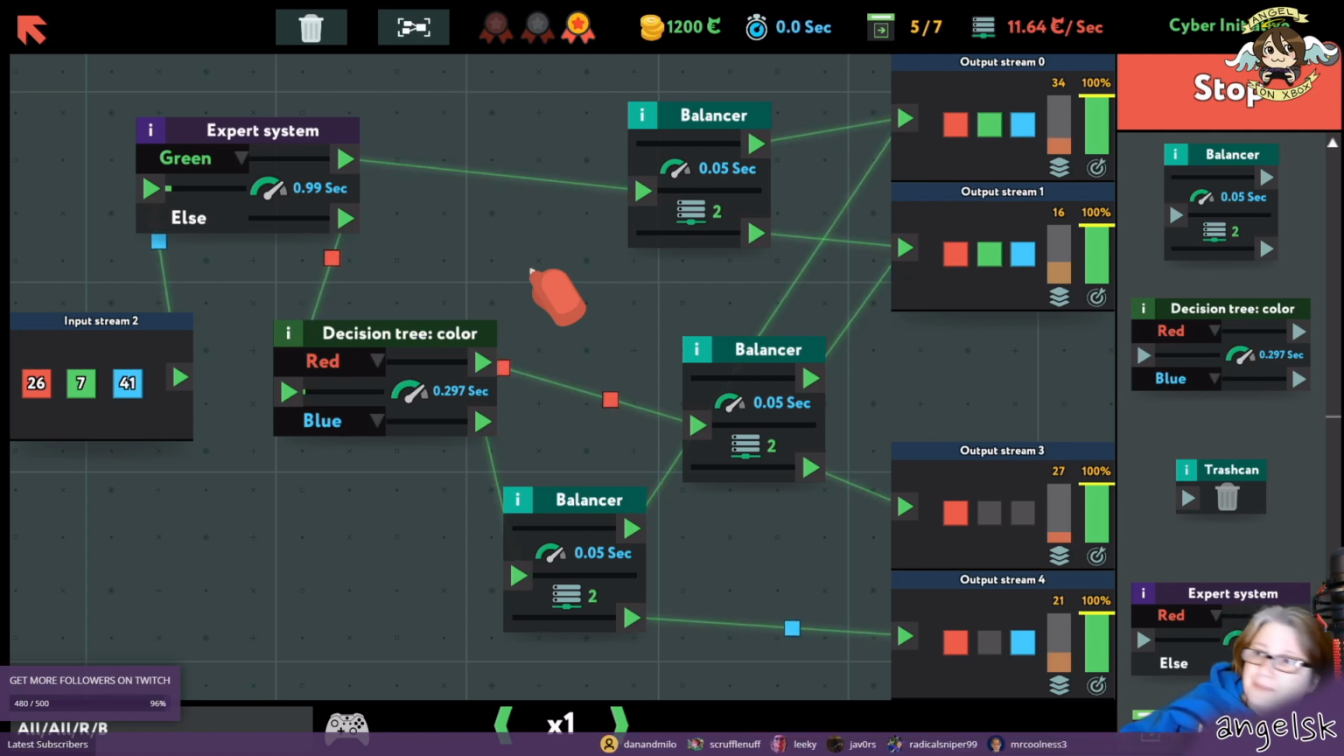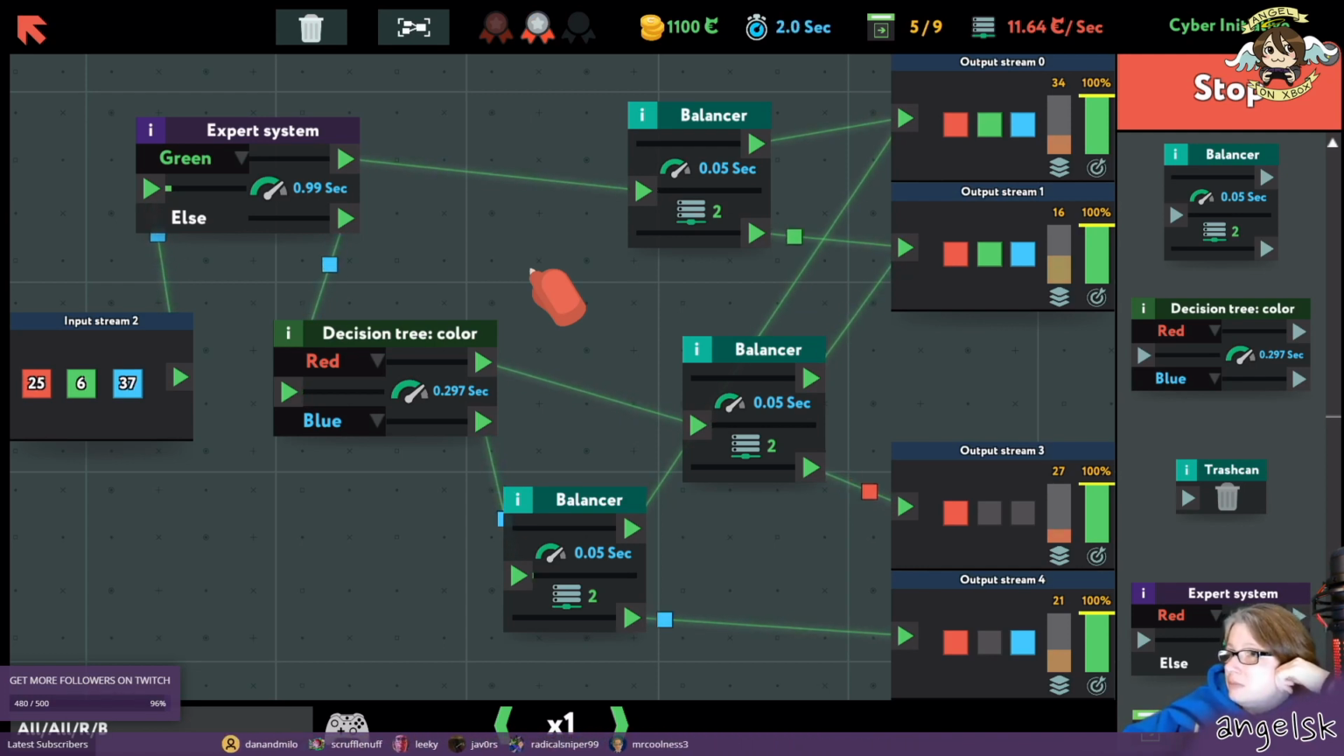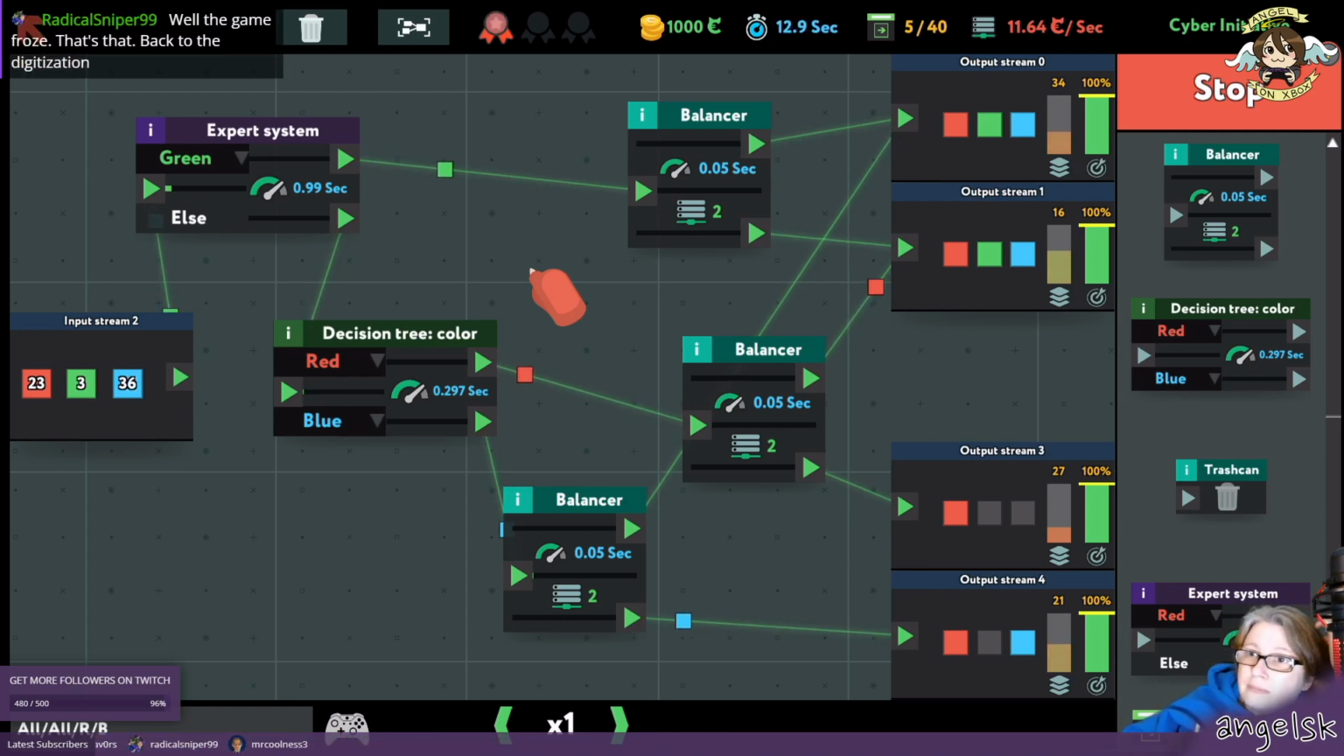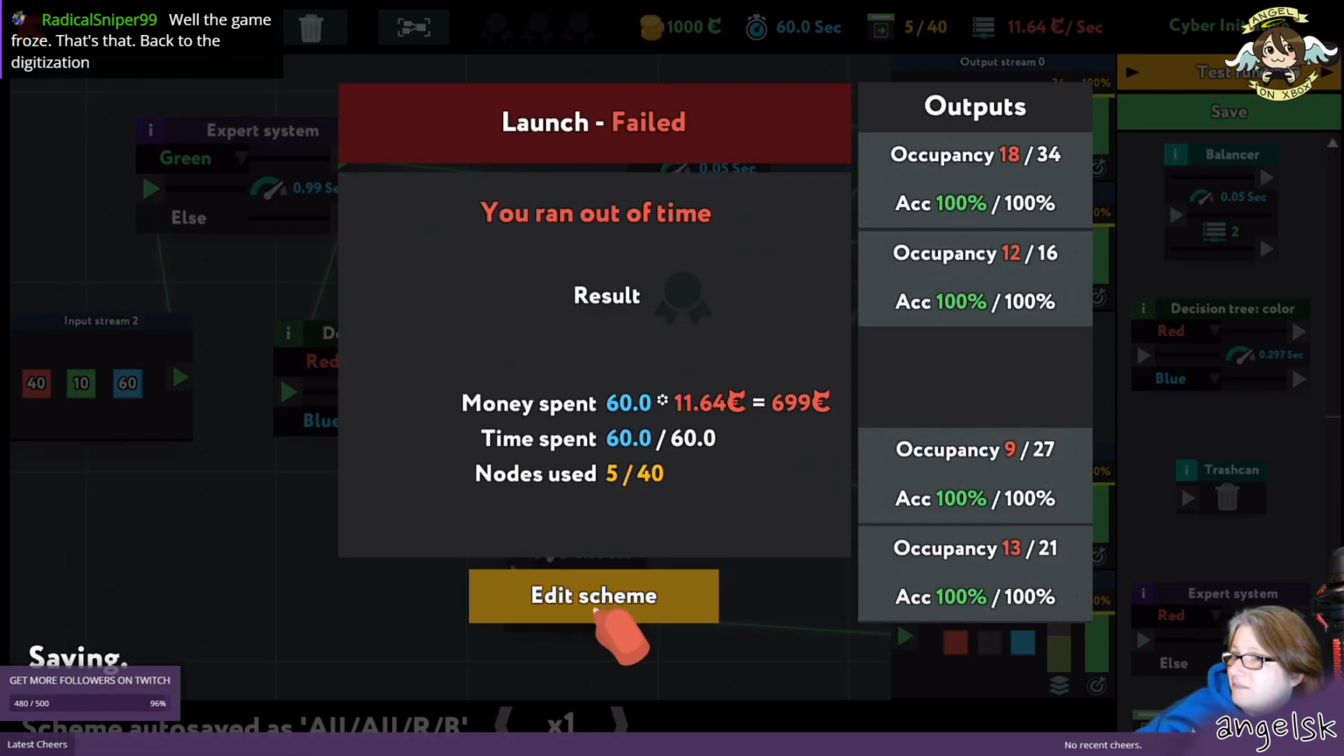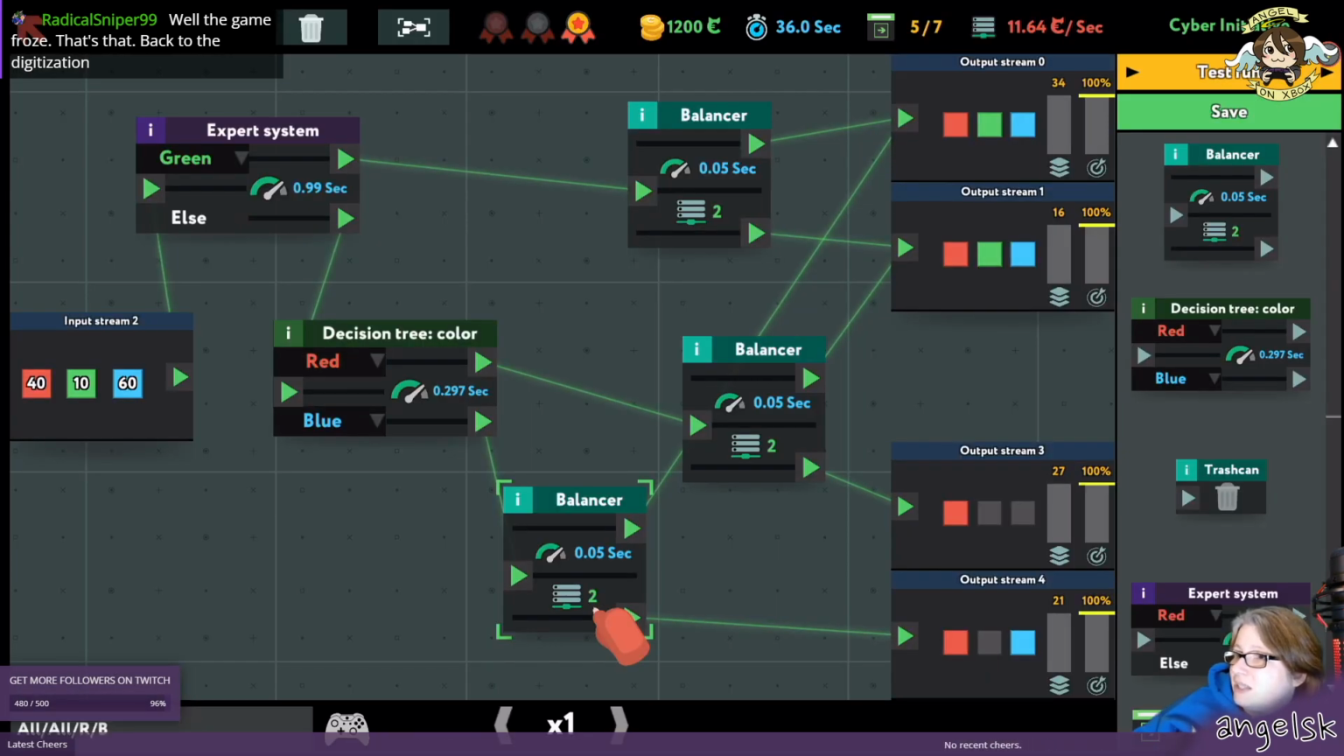This is not fast enough. The game froze, that's it, back to the... Oh no! That's not good. I'm gonna run out of time because it's not going fast enough.